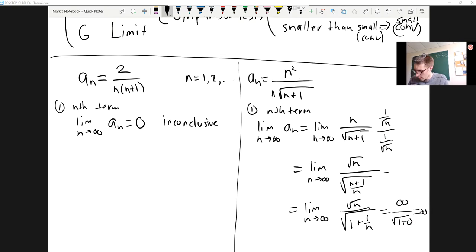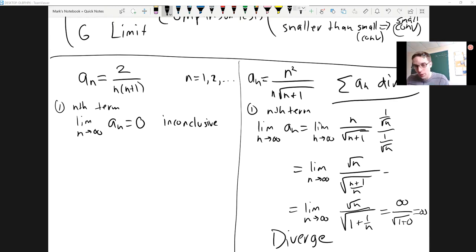They're going off to infinity. And if the things that we're adding up are going off to infinity, the nth term test tells us that this must diverge. Okay? So this one, the sum of an diverges. We can stop there. The nth term test is sufficient. Unfortunately, that doesn't always work, as we see from the example on the left, and so we'll have to work a little bit harder on this one.